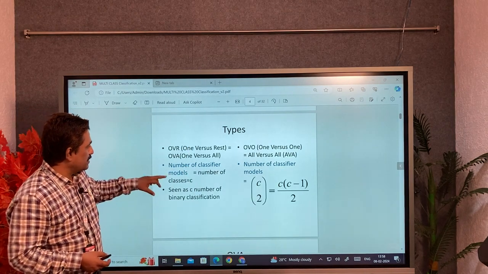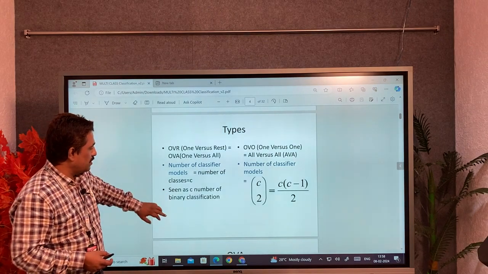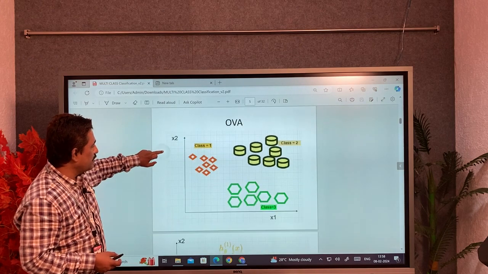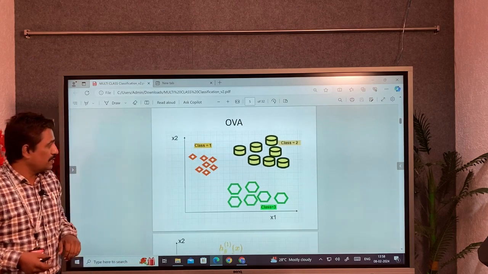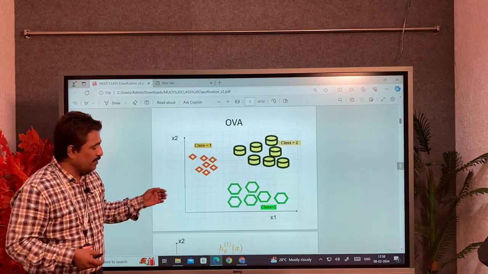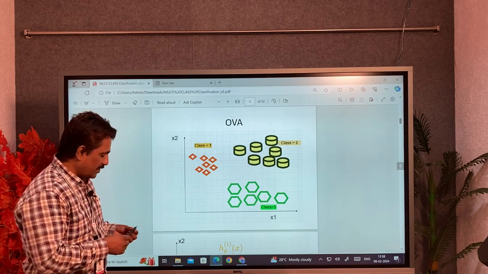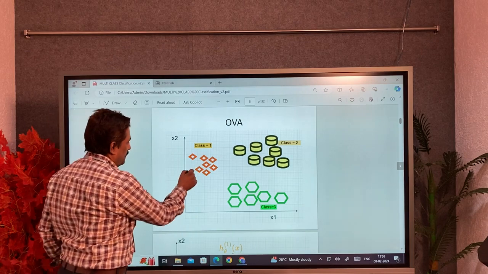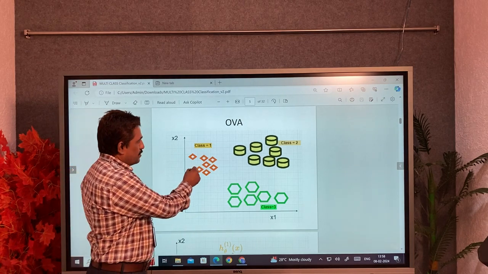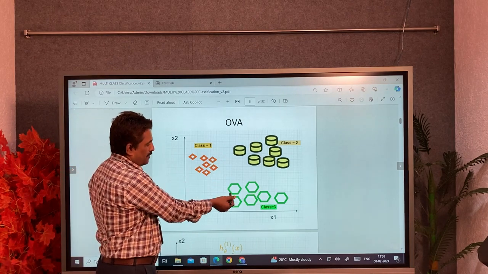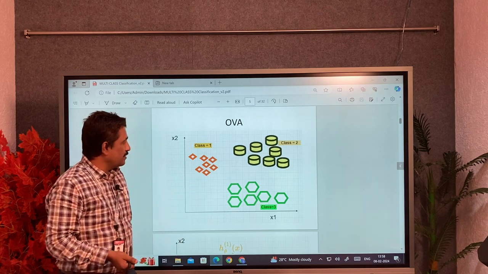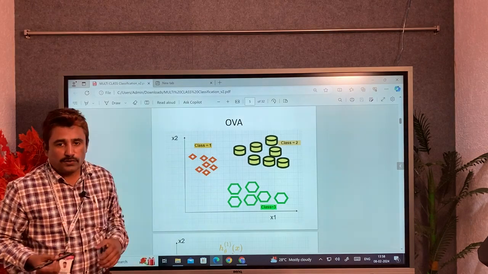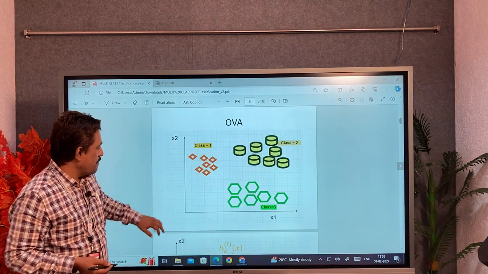So, let us go and discuss in a little more detail about OVR or OVA. Here we are taking 3 examples, 3 classes in this figure. You see, we have taken 3 different shapes. The first one is a rhombus symbol, then a cylindrical symbol, and a polygon. So, there are 3 classes: class 1 is this, class 2 is this, and class 3 is this. Now we want to apply one versus rest.